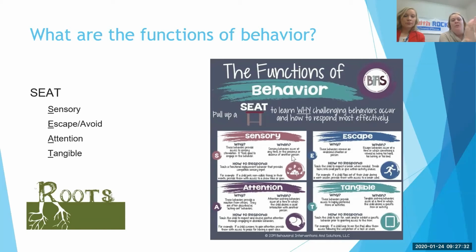Attention. Kids do things for attention, whether it's positive or negative attention. They're trying to get some input from other people, and that would be why they would be doing it. Or tangible: are they trying to get access to something they can touch? That could be somebody else's cool toy, the reward box in the classroom, or my seatmate's pencil, getting access to something that they want. So the way to remember those is by that acronym of SEAT.